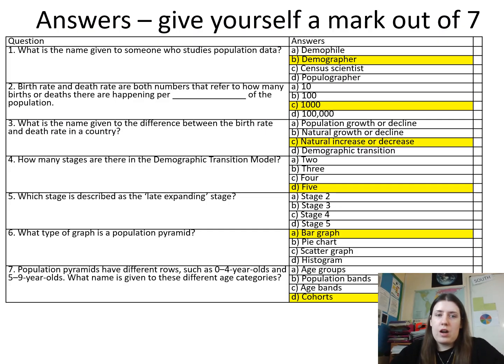So here are the answers. You can give yourself a mark out of 7. You can pause here to look at the answers and to mark your own work.